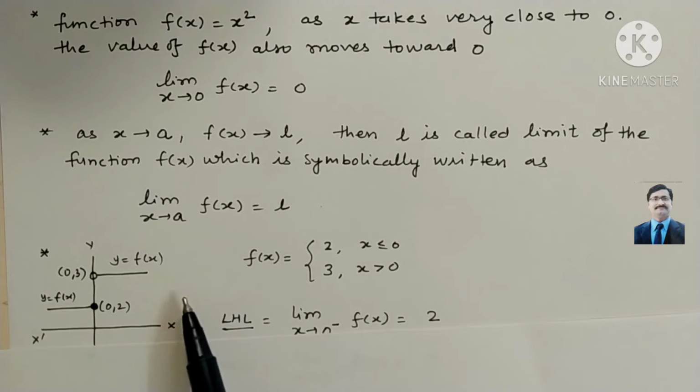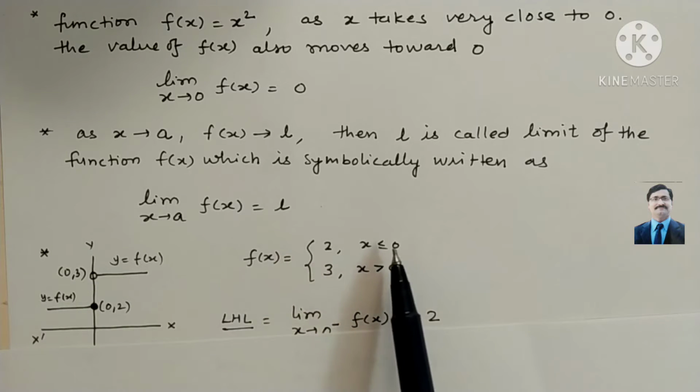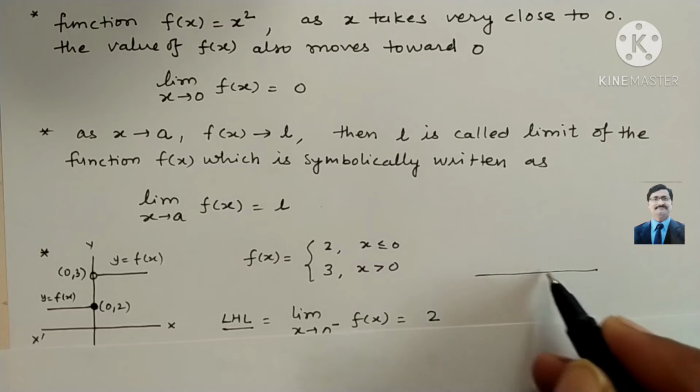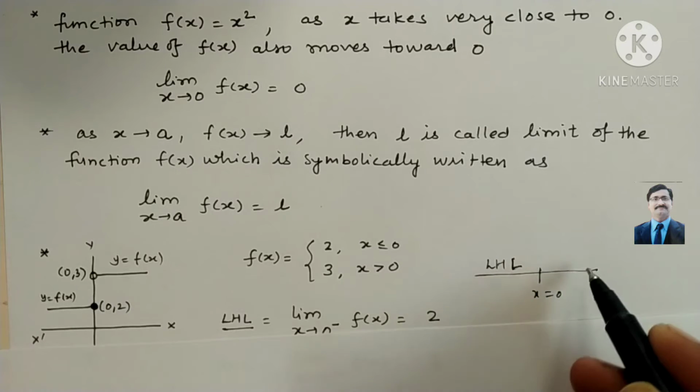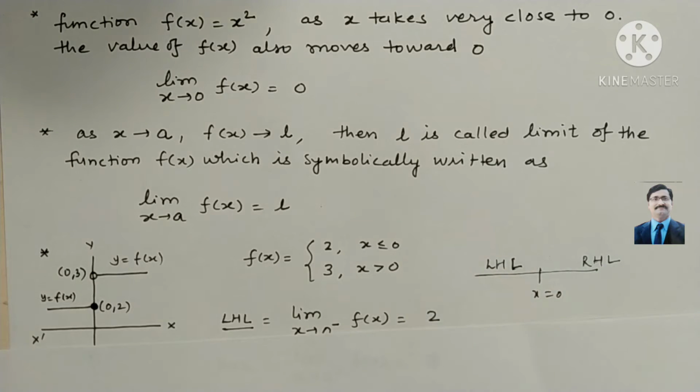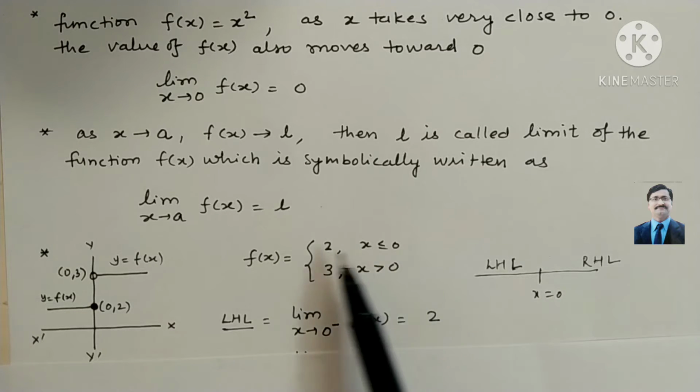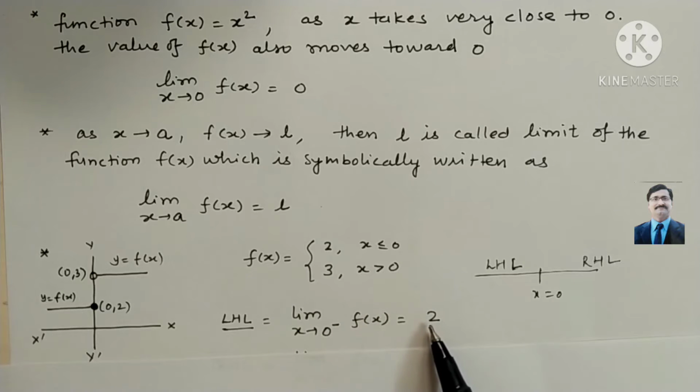If we put the value of x more than 0, the function value is 3. So here this is x equal to 0. Values less than 0 we say are the left hand limit, and values more than 0 are called the right hand limit. So look here, we write the left hand limit as limit x tends to 0 minus, meaning less than 0 we have to take. For x less than 0 the value of f(x) is 2. When x tends to less than 0, this is called the left hand limit.